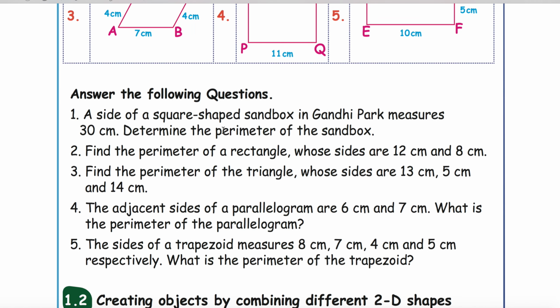The side of the square-shaped sandbox in Gandhi Park measures 30 cm. Determine the perimeter of the sandbox: 120 cm.